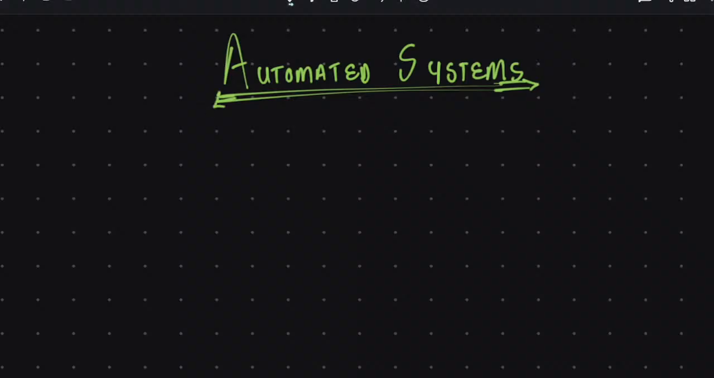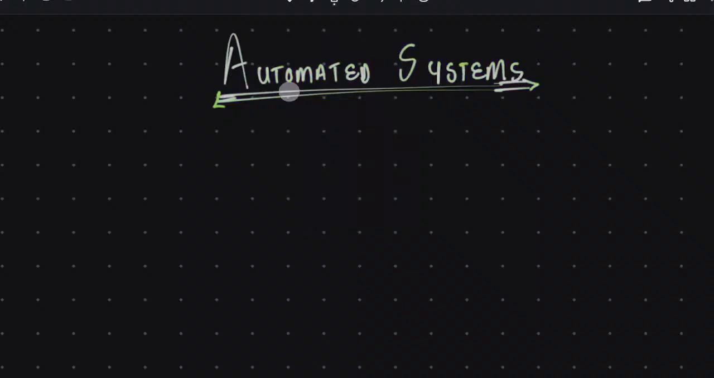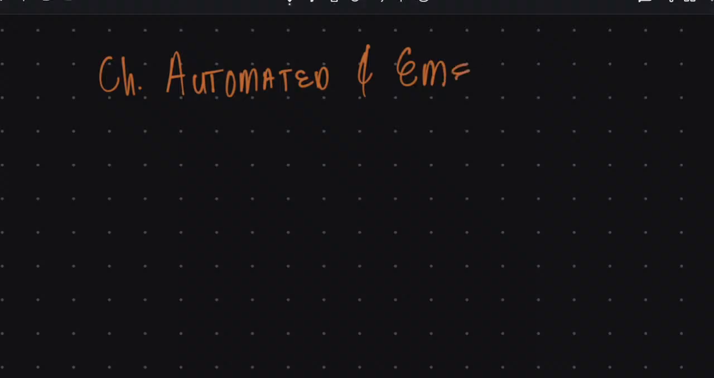So we are doing chapter 6. I want you to write chapter 6. Chapter 6 is called Automated and Emerging Technologies. So, write computer science, we are doing chapter 6. And say automated and emerging technologies. Write fast with me, Alex. Automated and emerging technologies.